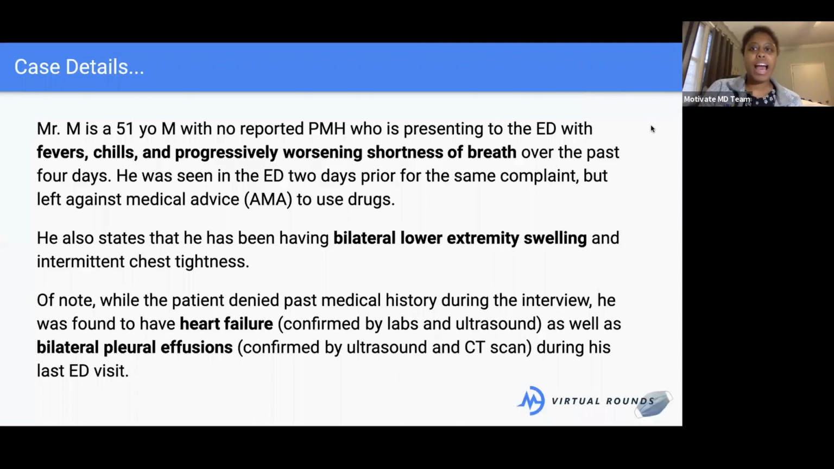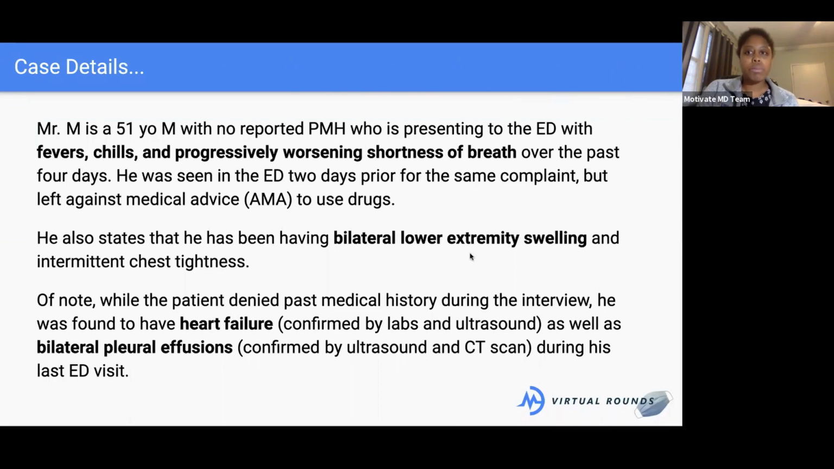So we have Mr. M. He is a 51-year-old, and when I was interviewing him, he said he had no past medical history at all. He was a healthy guy. Coming into the emergency department with multiple days of fevers, both subjective and objective fevers, chills, progressively worsening shortness of breath, and this was all over the past 4 days.